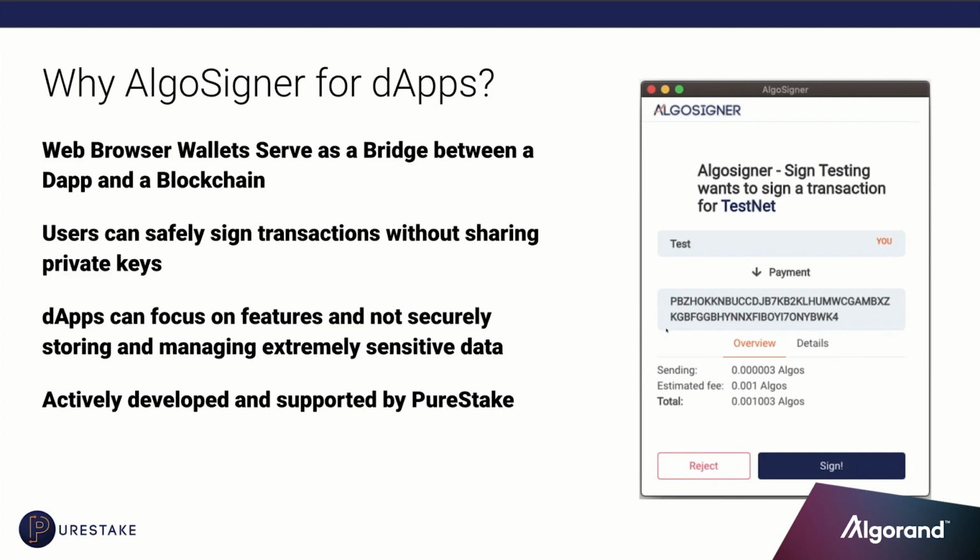AlgoSigner is actively developed and supported by PureStake. We are continually releasing, on about a one-month cadence. We usually follow a tick-tock release pattern, where we try to do a feature release and then an improvement and maintenance release, and we try to do that every month.